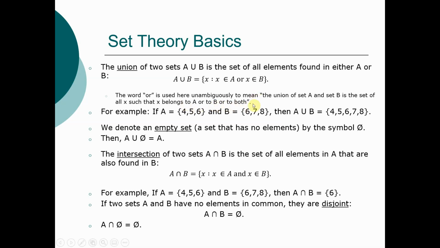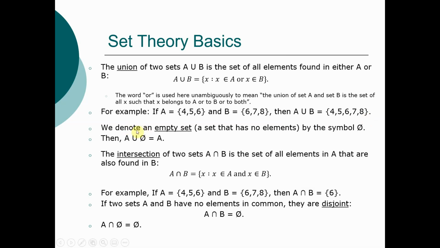It's basically similar to the logical OR that we have. It's not an XOR, it's an inclusive OR. For example, if A has elements 4, 5, 6, and B has 6, 7, 8, then A union B would have 4, 5, 6, 7, 8.